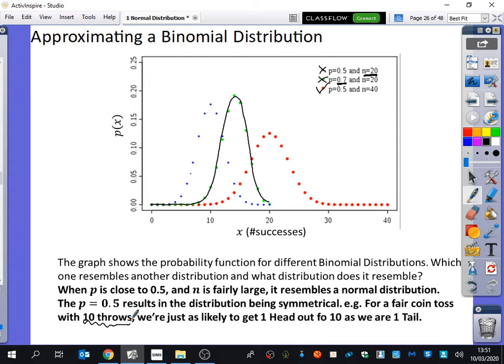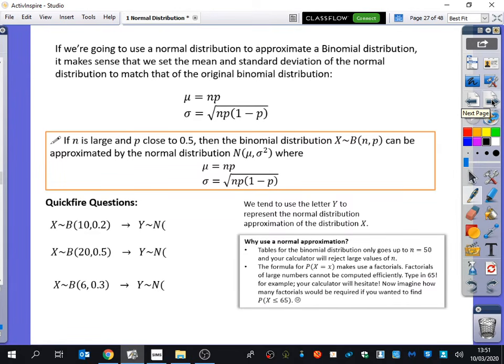And you're probably thinking, I don't care. Why would I want to change a binomial distribution into a normal distribution? I'm going to tell you a bit more about why we actually do this and what the reasons for doing this are.